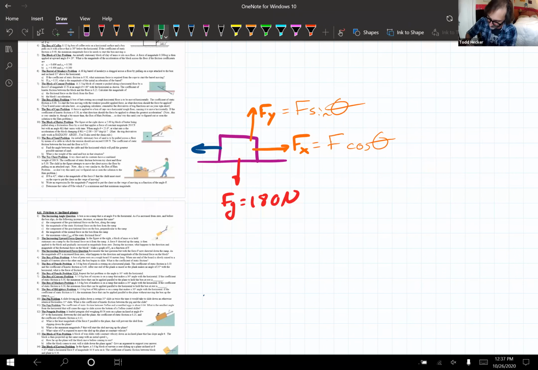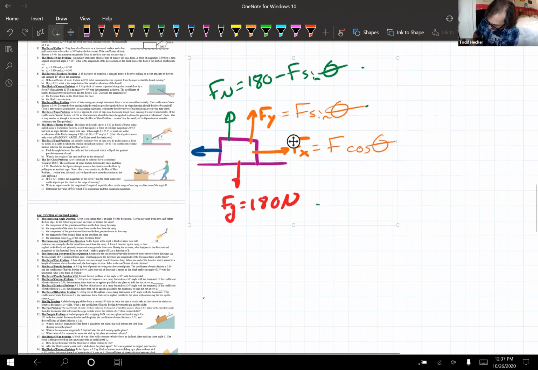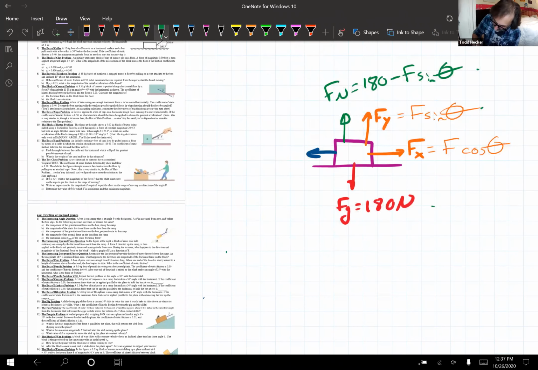Well, that means my normal force here is going to be 180 minus F sine theta, right? So that this and this cancel out this. And then finally, my friction is going to be this times 0.3. So 54 minus 0.3 sine theta times F.